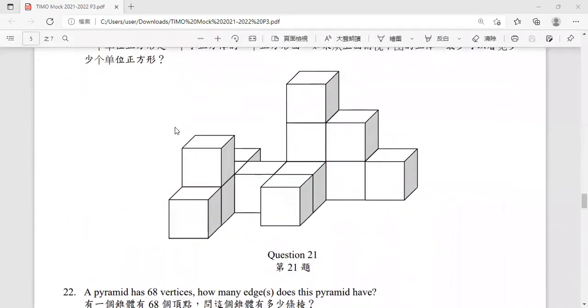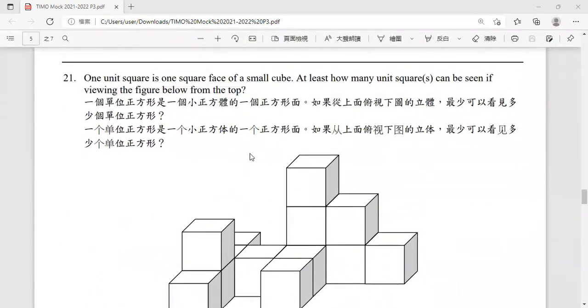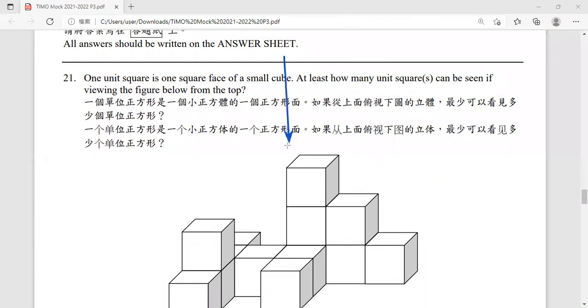Okay, 21. Now, 1 unit square is 1 square face of a small cube. How many unit squares are there in the view from below, from the top? So view from here, you just count. Yes, good. 1, 2, 3, 4, 5, 6, 7, 8, 9, 10. 10. Okay.